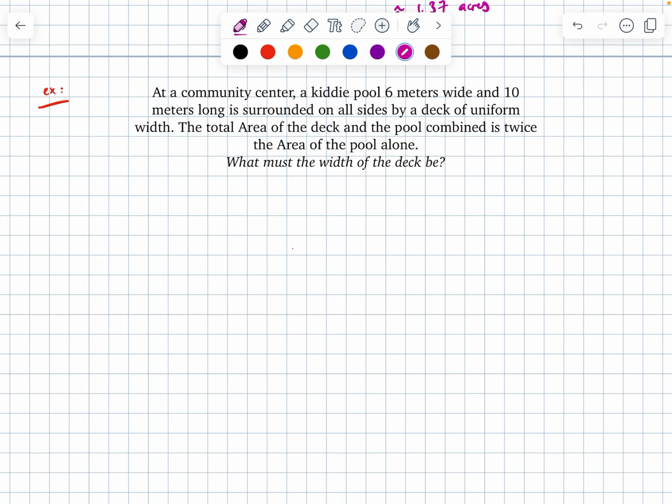At a community center, a kiddie pool 6 meters wide and 10 meters long, hey, that's a long kiddie pool, is surrounded on all sides by a deck of uniform width. The total area of the deck and the pool combined is twice the area of the pool alone. I want to know what must the width of my deck be. Alrighty, take a couple minutes, set up your diagram, define your variable, see if you can build me and solve me an equation. Go!